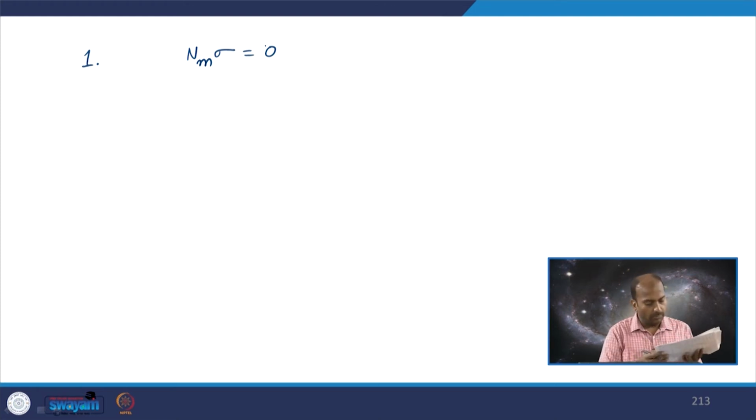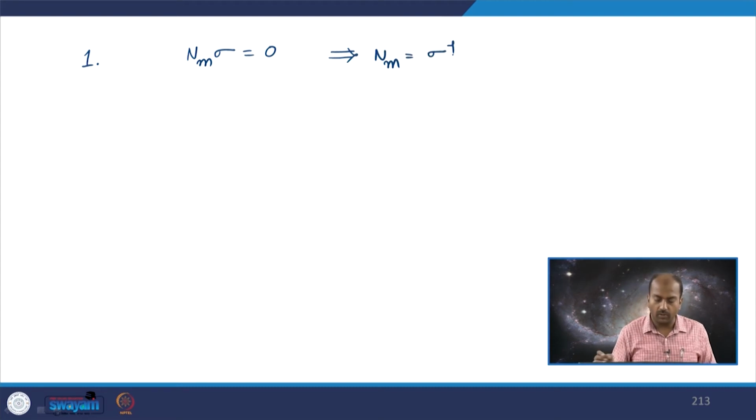Now, the peak of production is at a height where the number of molecules in a unit column drawn from that height towards the sun is equal to sigma inverse. So, that implies that N_m sigma is equal to 1. I have by mistake written 0 instead of 1, so it should be 1, right. So, this statement is true whatever may be the height distribution of gas.